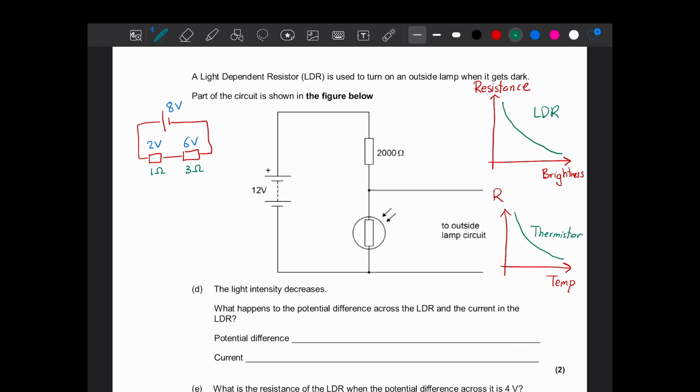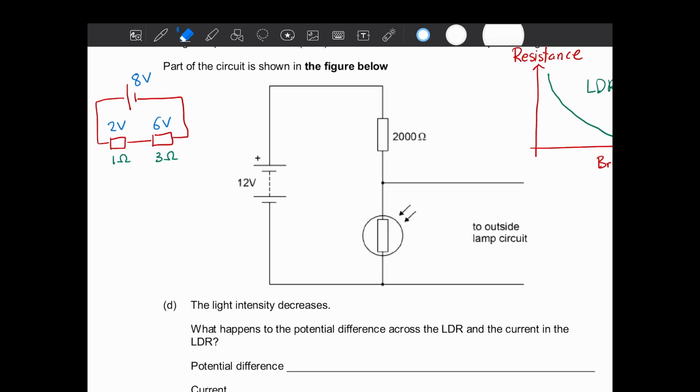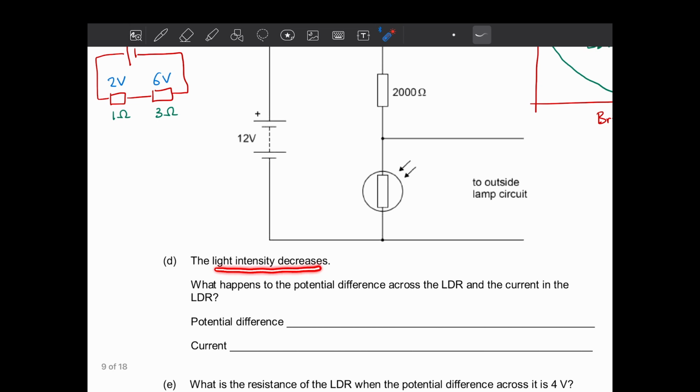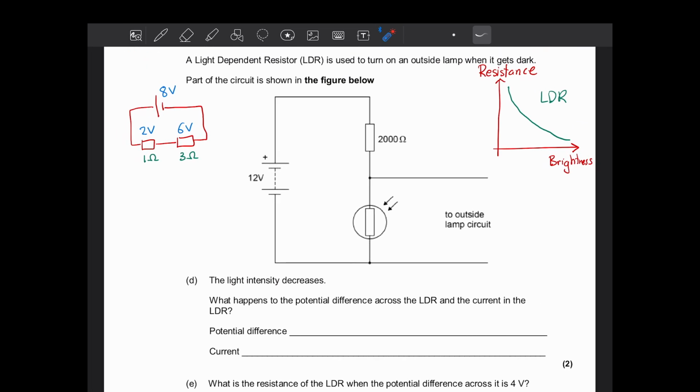Note that that is the opposite to normal resistors, where for a normal resistor, its resistance goes up with temperature. That's what we were discussing earlier. Anyway, back to the question. We've got a light-dependent resistor here, and the question says that light intensity decreases. So effectively, we are getting darker.